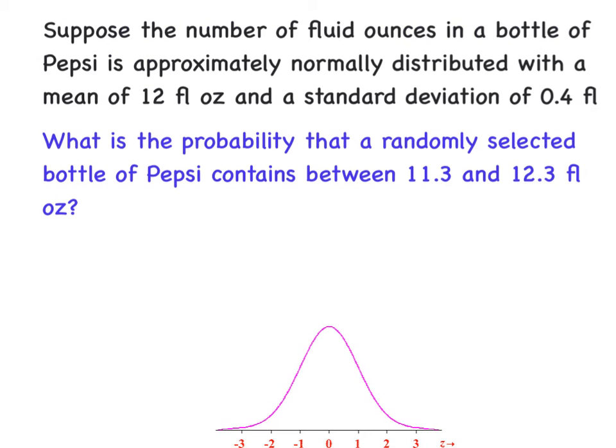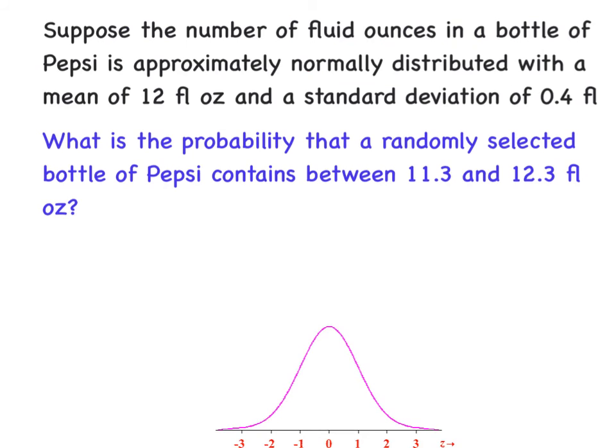All right, we're going to change the context of our question just a little bit here for the next few examples, and suppose that the number of fluid ounces in a bottle of Pepsi is approximately normally distributed with a mean of 12 fluid ounces and a standard deviation of 0.4 fluid ounces. Now here's the kicker.